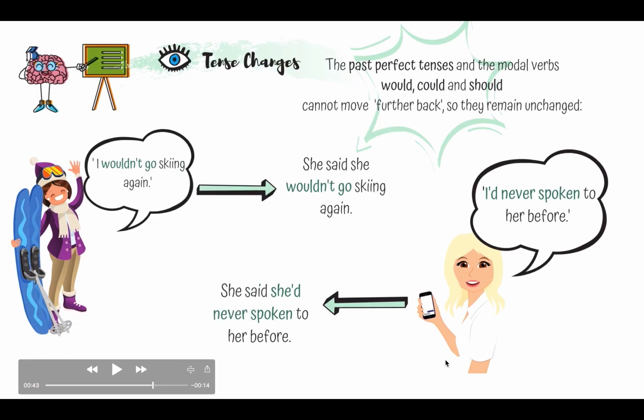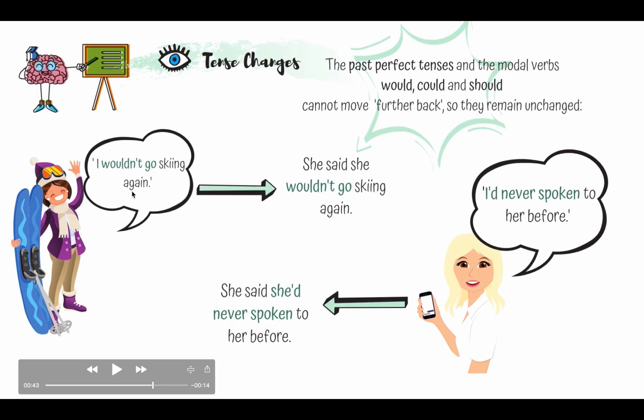Okay, so let's have a little bit of a further look. All right? The past perfect tenses and the modal verbs, would, could, and should, cannot move further back, so they remain unchanged. So, if in the direct speech the person or the thing says or uses a modal verb, it must stay the same because we cannot use our time machine to change that verb.